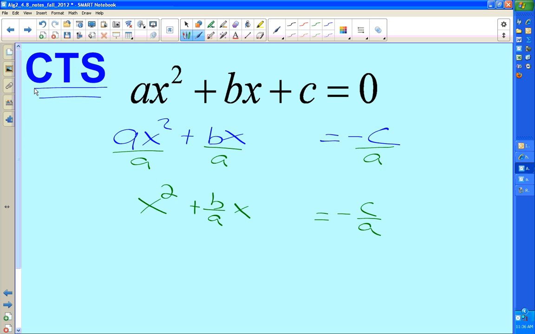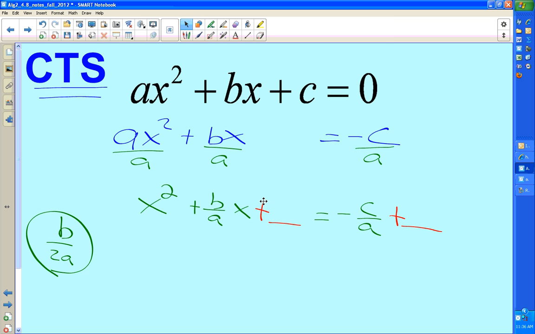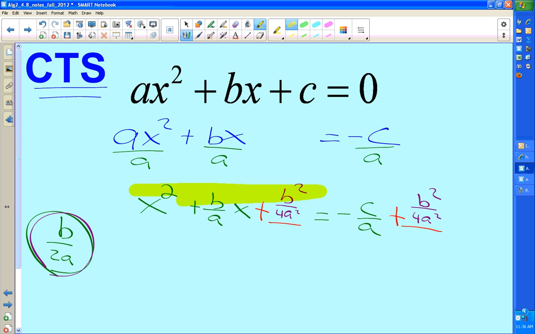Then we're going to take half of the b over a, so b over 2a, and put it in a circle over here. We're going to put plus blank, and we're going to take this b over 2a and square it. So we get b squared over 4a squared, and we're going to add that to both sides by putting them into the two blanks. Remember, we're completing the square, so the left-hand side now becomes a perfect square trinomial.